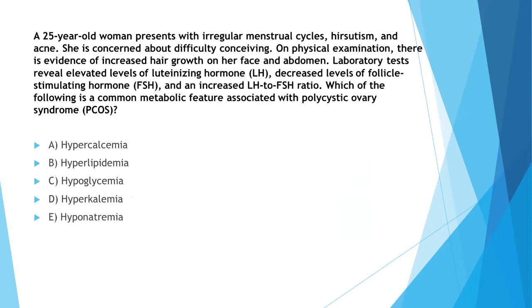So which of the following is a common metabolic feature associated with polycystic ovarian syndrome? Now, if you see this sort of question, that's why I tell you to read the last line first. So if you see this sort of question, then you do not need to read even the rest of the question stem. So hypercalcemia, hyperlipidemia, hypoglycemia, hyperkalemia, hyponatremia.